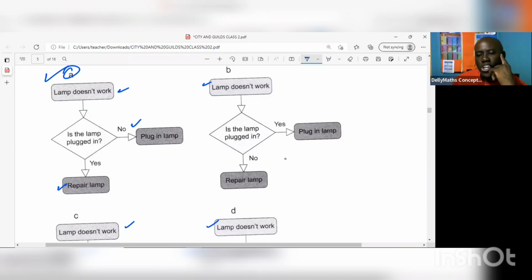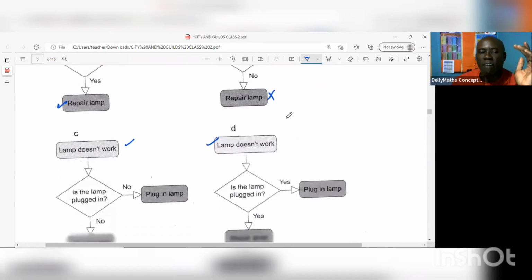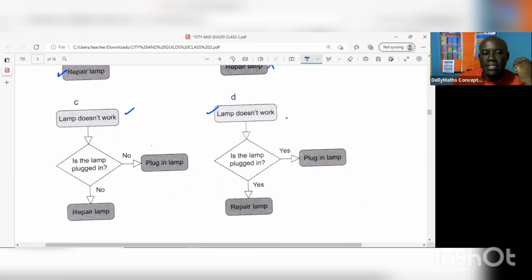Is the lamp plugged in? No. So if you say no, it's not plugged in, you can't go to the repair shop yet because you need to plug it in. And if yes, if the lamp is plugged in, you don't need to plug in the lamp again because it's plugged in. So you can say that B is off. C, is the lamp plugged in? No. Take it to the repair shop. Good. That would make sense because if the lamp is not plugged in and you say no, plug in the lamp, all right? Good, so this part will spoil it, all right?